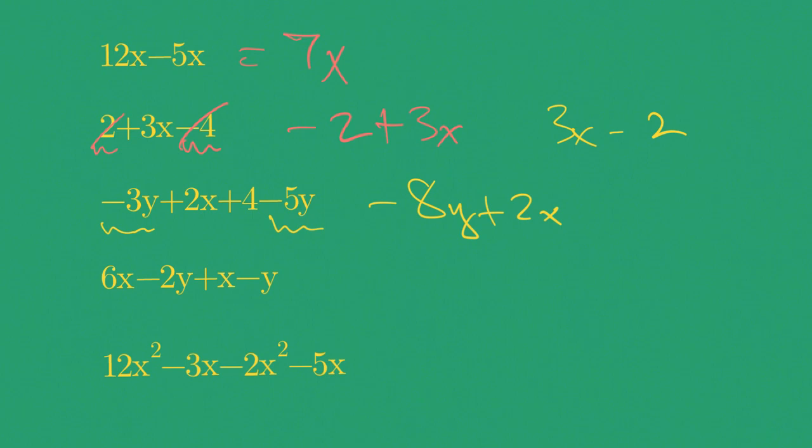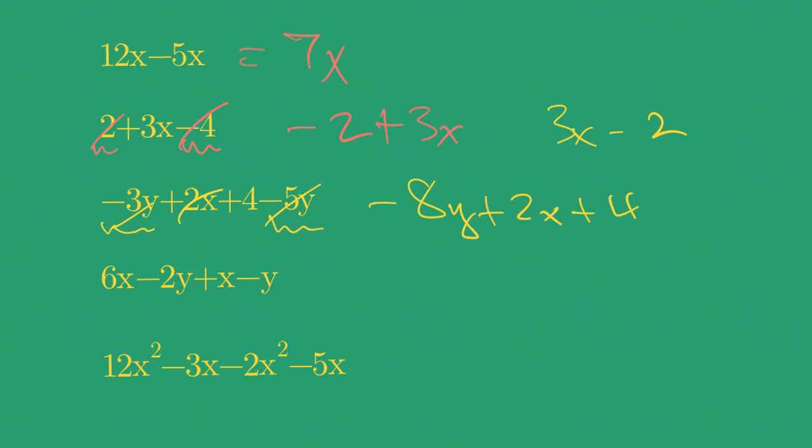And what's the last thing left? What's the last thing in there that we haven't done anything with? Plus 4, right? Just part of our answer. Any term that is unique is just going to become part of our answer. So that should be a final simplified answer, negative 8y plus 2x plus 4.